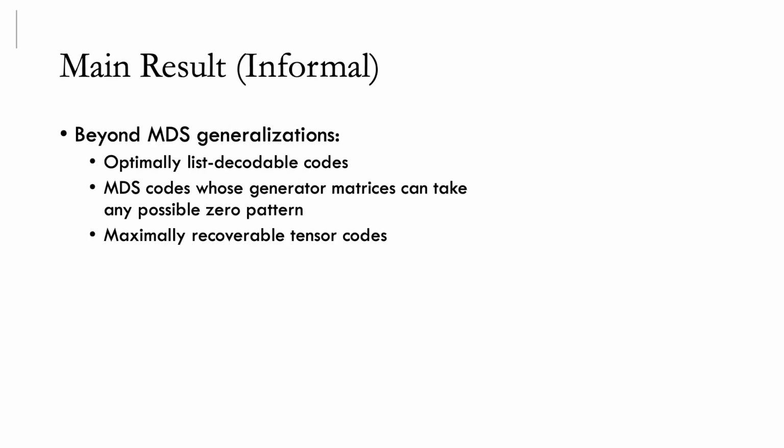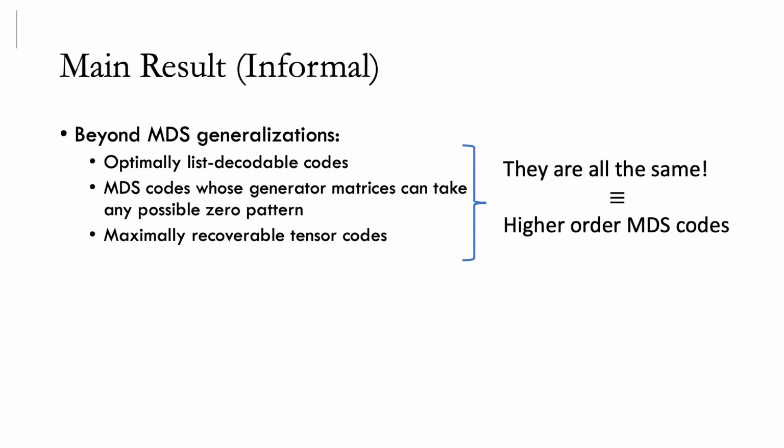So now let's go into the main result of this paper. We just mentioned each of these applications: list decodable codes, maximally recoverable tensor codes, and trying to find MDS codes with certain generator matrices. And it turns out all of these are the same. They're all equivalent to being what is known as a higher order MDS code.